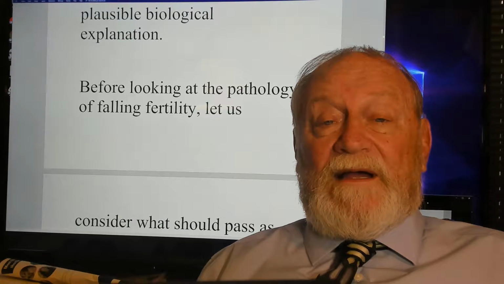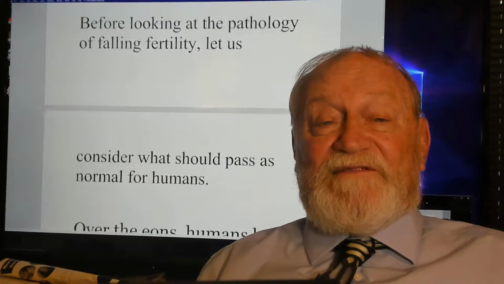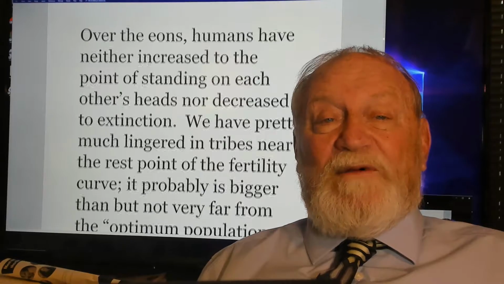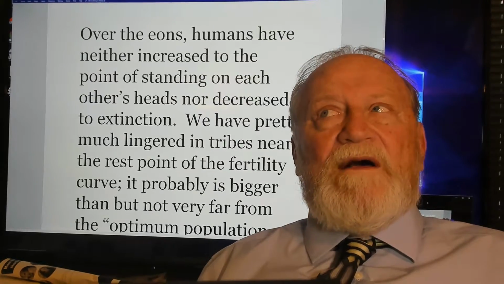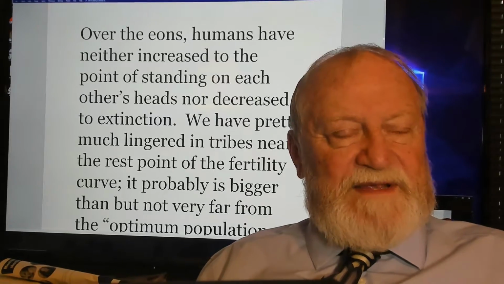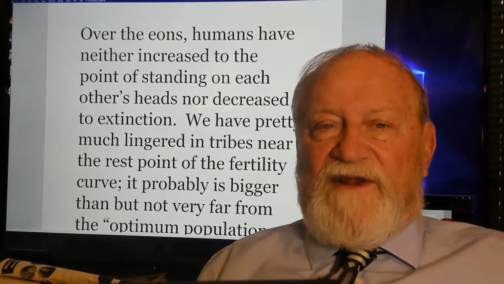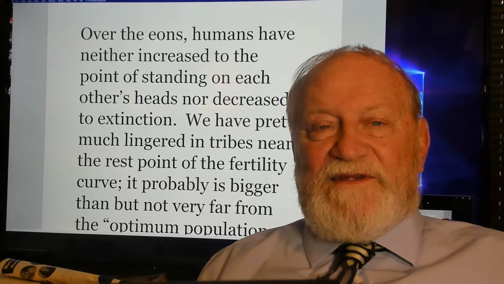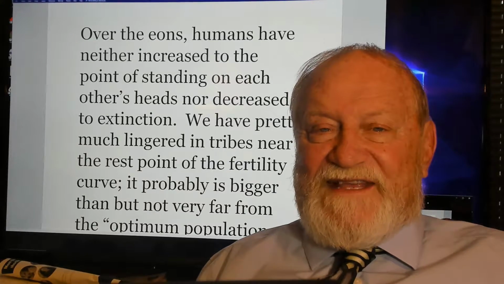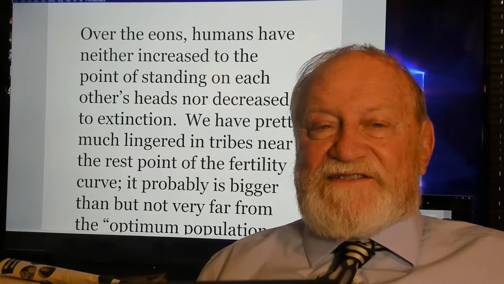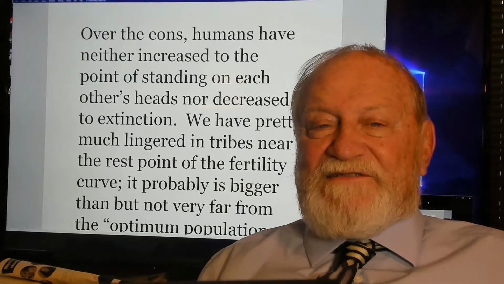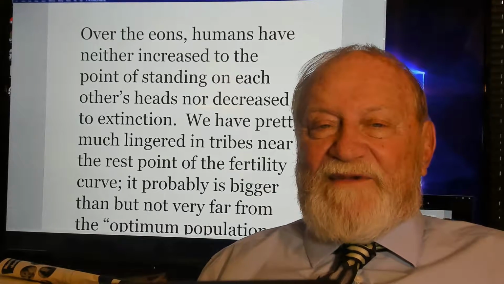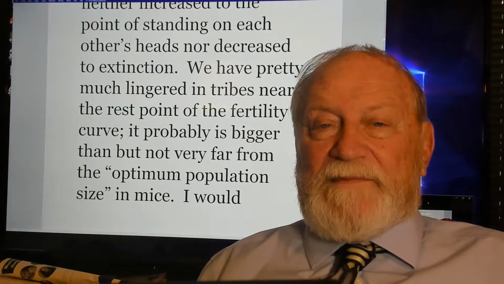You can figure out from what you know otherwise how likely it is. Okay, before we look at the pathology of falling fertility, let's see what we expect of normal humans. What would they be like? Real normal humans. Over eons, humans haven't increased to the point where we're standing on each other's heads, nor decreased to extinction. We've pretty much lingered in tribes.